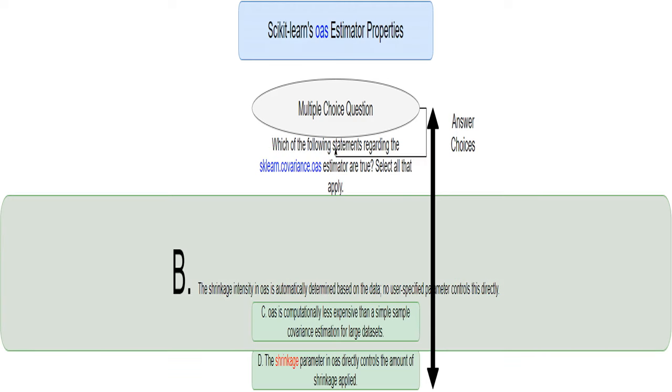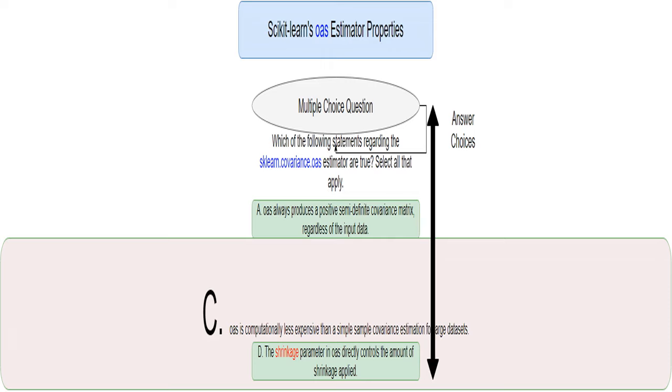Statement B says that OAS automatically calculates the shrinkage intensity without requiring any user input. OAS determines the optimal level of shrinkage via an internal optimization process. This is a key feature that simplifies usage for users. Statement C states that OAS is faster than calculating a simple sample covariance, especially for large datasets.